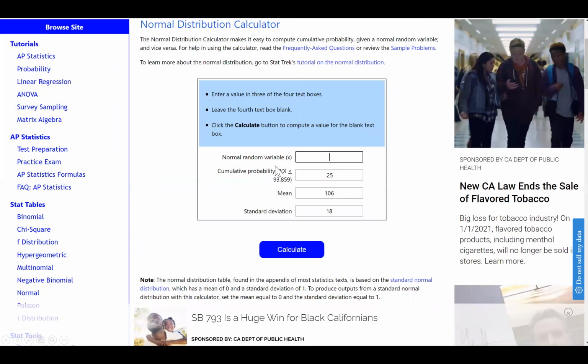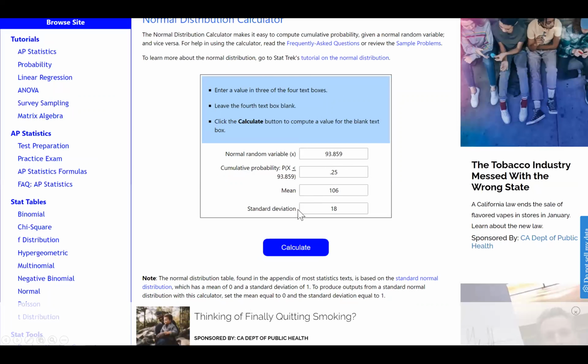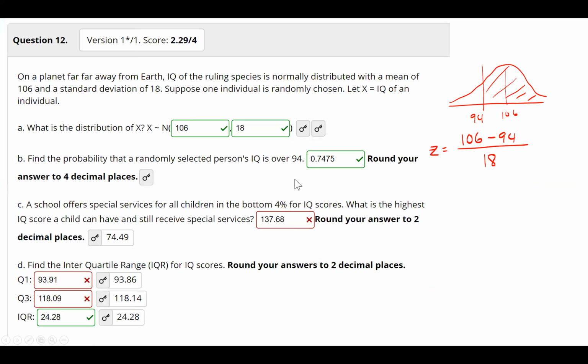Okay, then it says find the first quartile. For that one, just change the 0.04 to 25%, or 0.25. Leave this blank, click calculate, and you got yourself a 93.86. And that's what you need there. And you're going to go right in here, 93 point, ooh, the student missed this one right over here. So again, by that. And then you do the rest exactly the same way here.